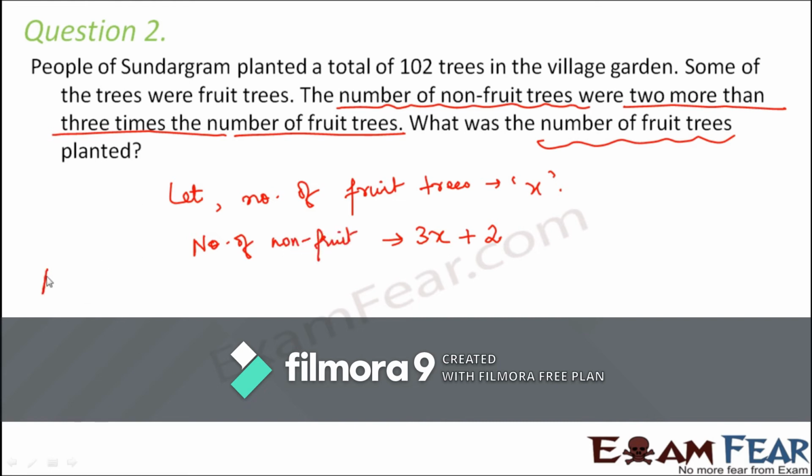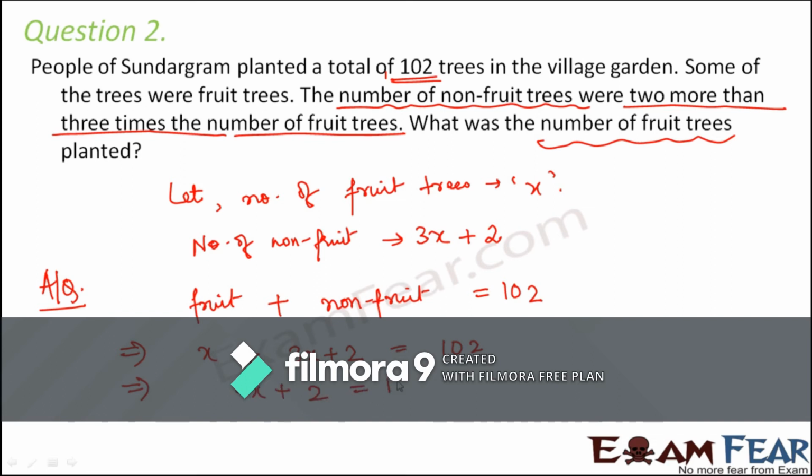Now according to the question, the total number of trees that was planted was 102. So the total number of trees would be fruit plus non-fruit trees. The sum of these two is equal to 102. Now fruit trees is x, non-fruit trees is 3x plus 2. So basically x plus 3x plus 2 is equal to 102. So x plus 3x would be 4x plus 2 is equal to 102.